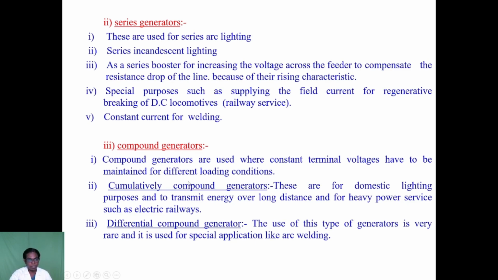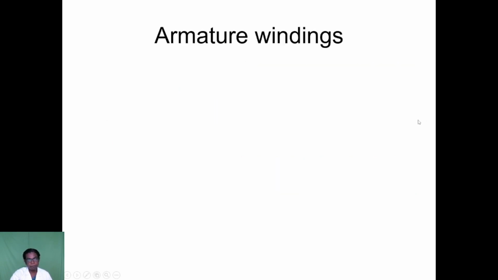And the compound generator: cumulatively compound generator and differentially compound generator. The cumulative compound generator is used for heavy power service in the railway station. The differential compound generator is very rare, used for special applications like arc welding only. This is a rare purpose.